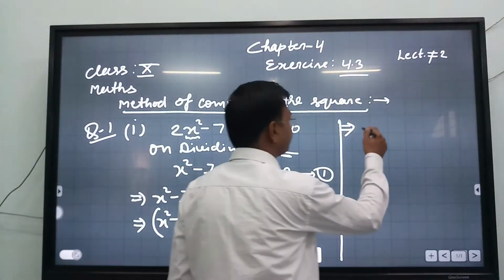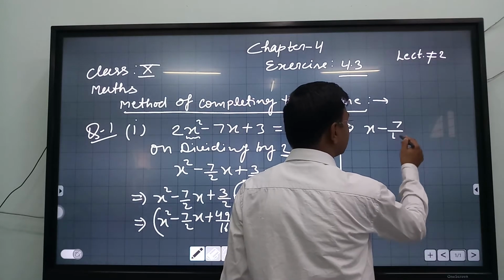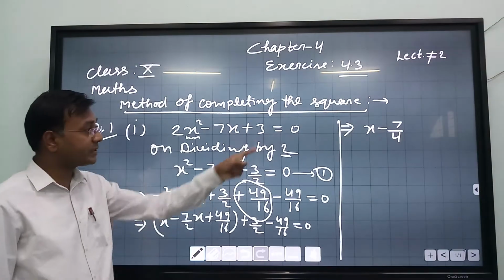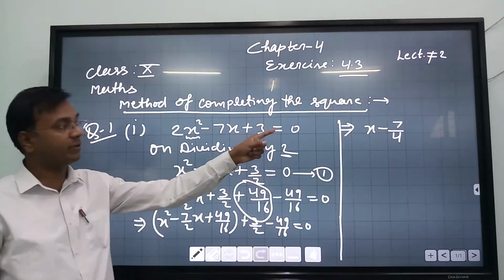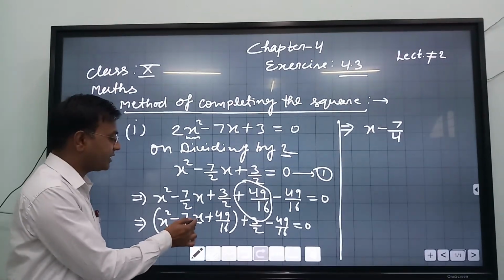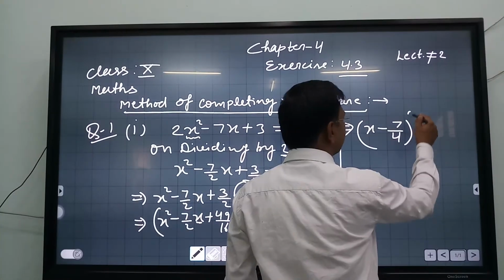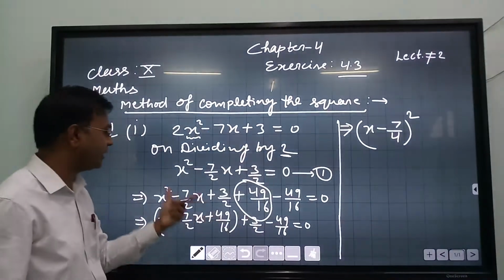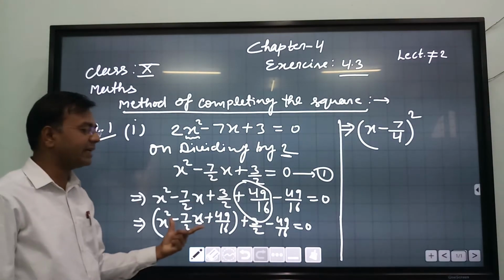So what is a? A is x. And b is what? 7 by 4. That is, this number is the square of 7 by 4. So we have to write the square root of this number, that is 7 by 4. And since there is a minus sign coming, that is the coefficient of x is negative, so we have to write minus here, the whole square. If you open this a minus b whole square, you will definitely have this term. You can even verify your result.